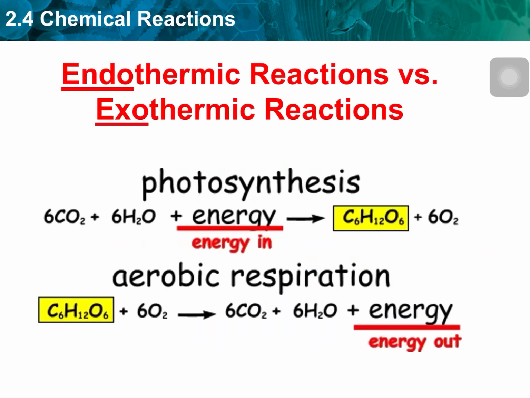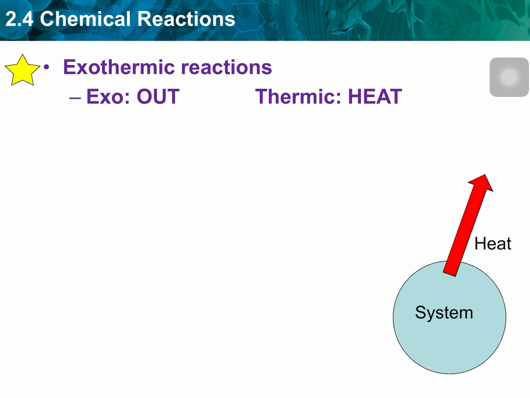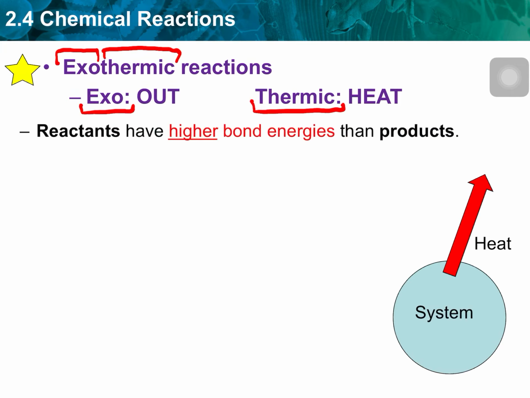Okay, so what we're going to be talking about now is endo and exothermic reactions. We're going to start with exothermic. Just to break down this word again, and if you've noticed in biology, we are breaking down a ton of words. Exo means out. It sounds like exit. Thermic means heat, okay? So heat is going out.